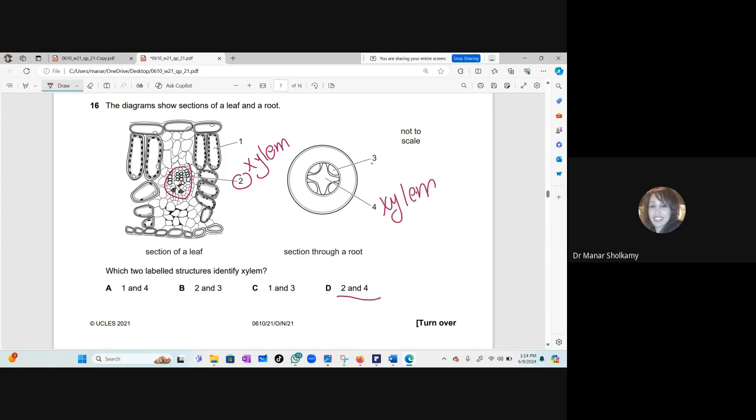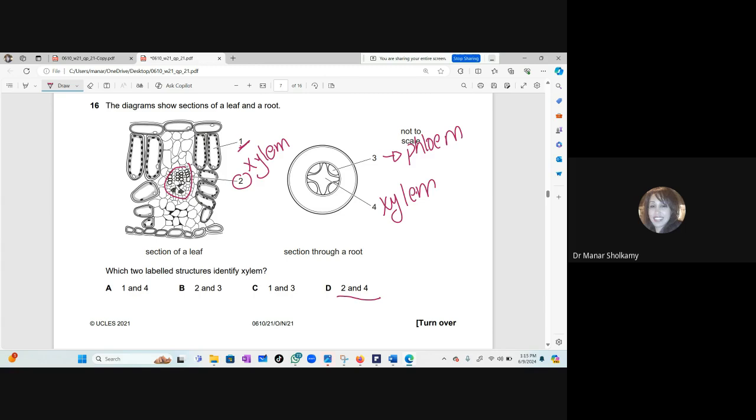Can you tell me what is 3? Phloem. Yes, 3 is the phloem. Well done. What is 1?